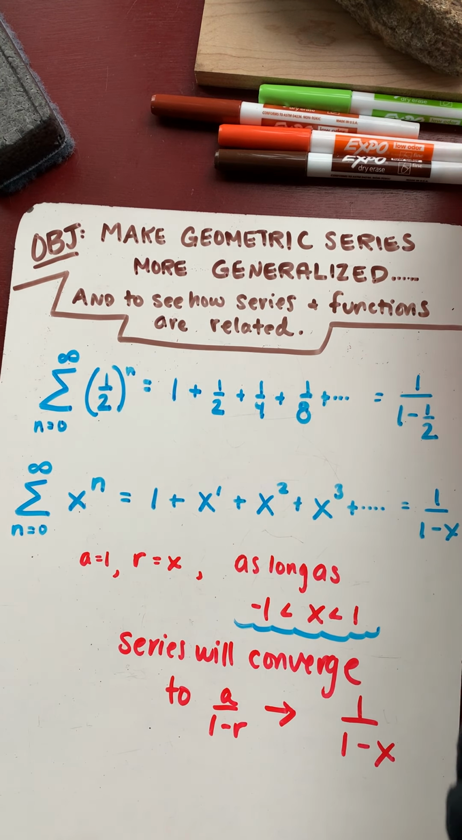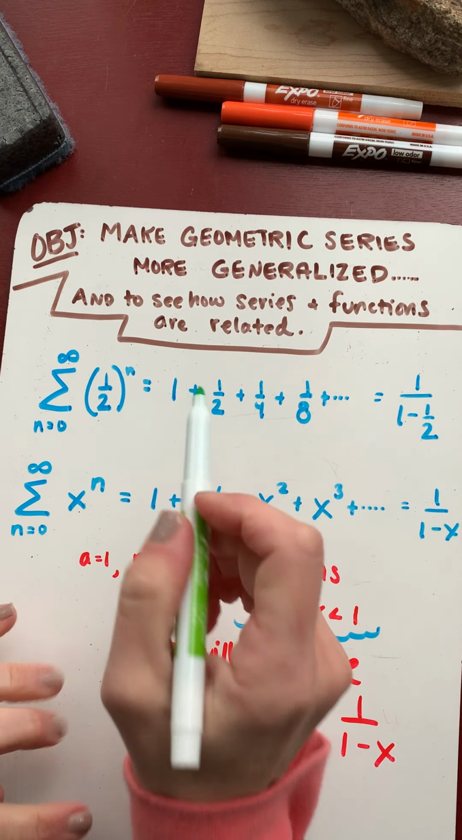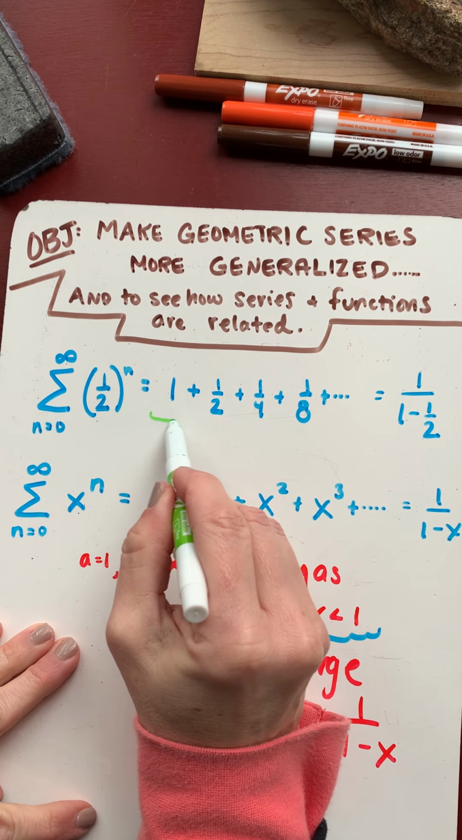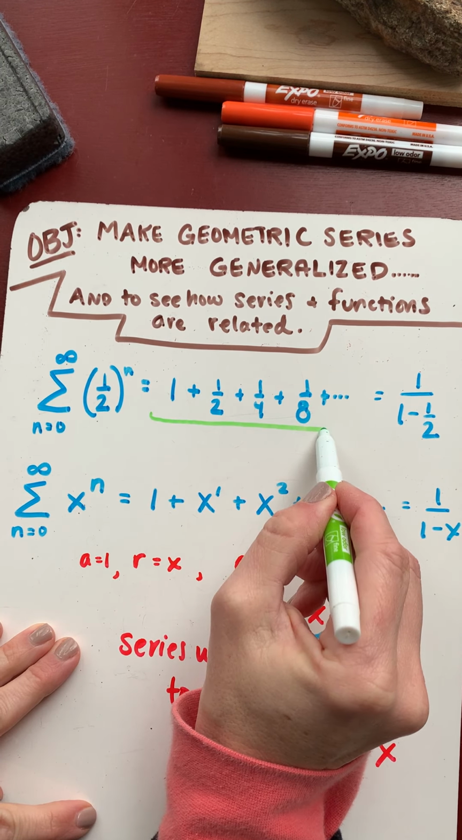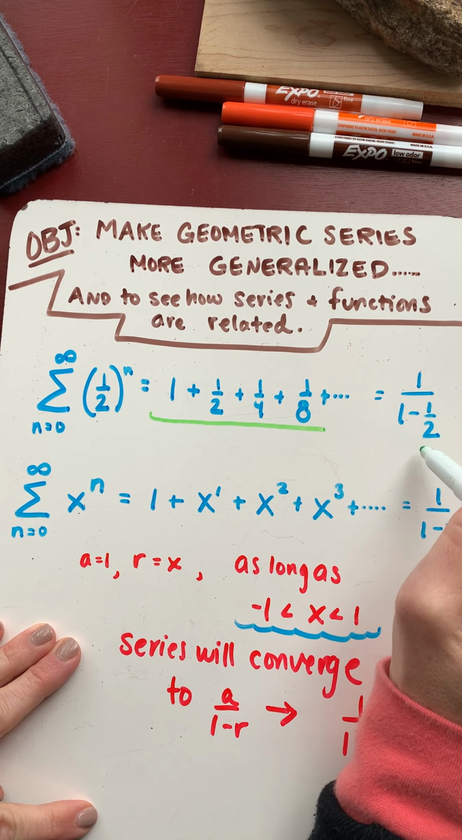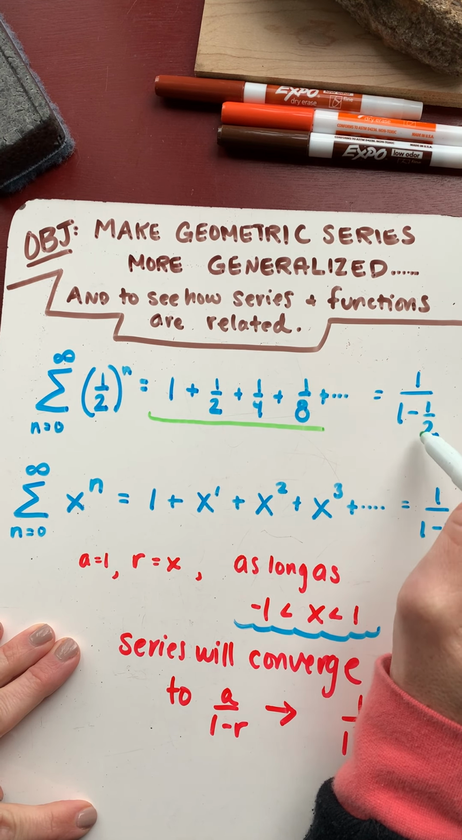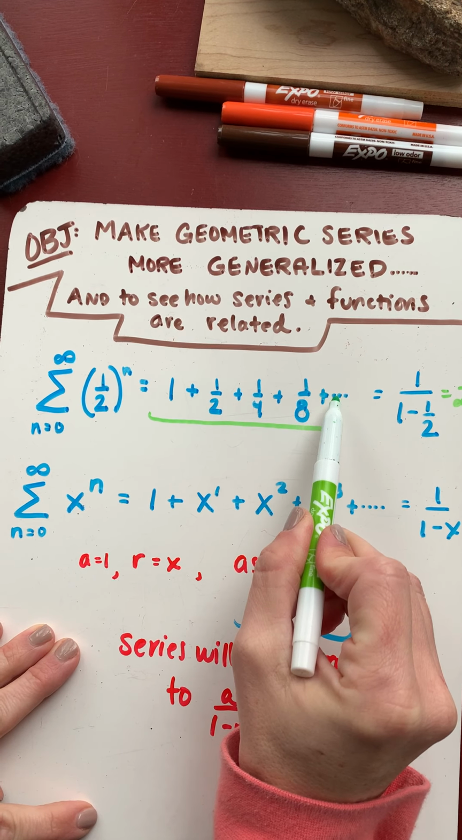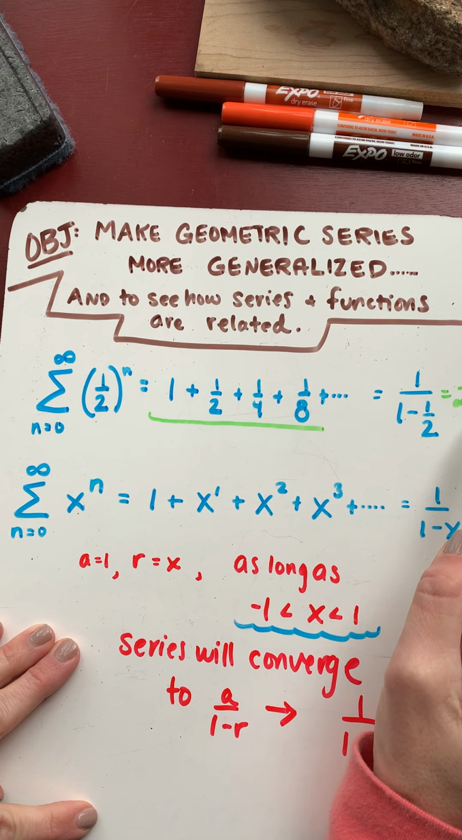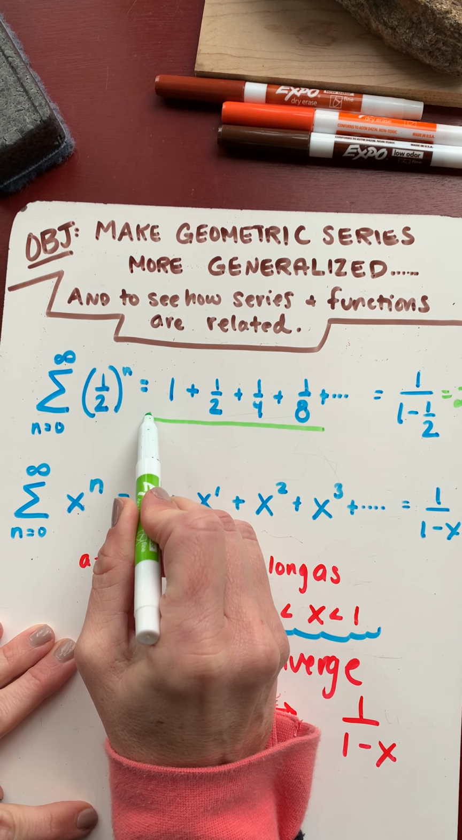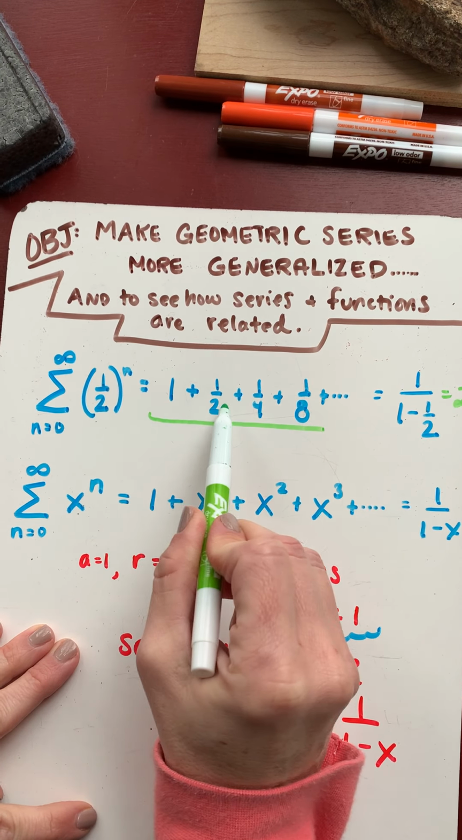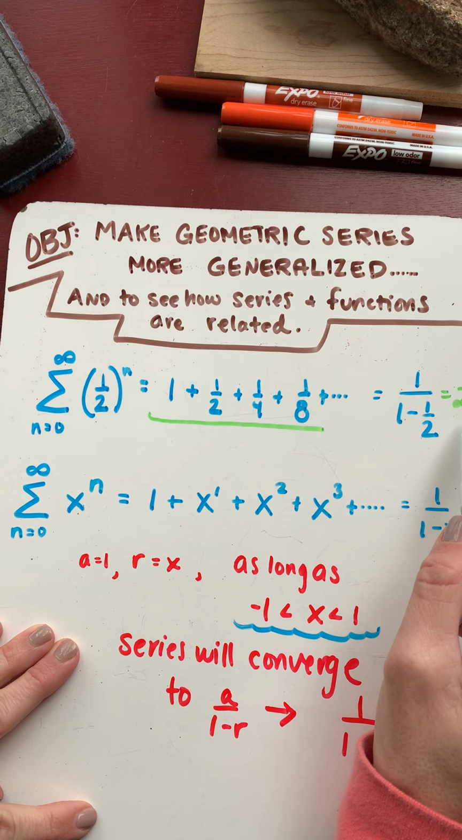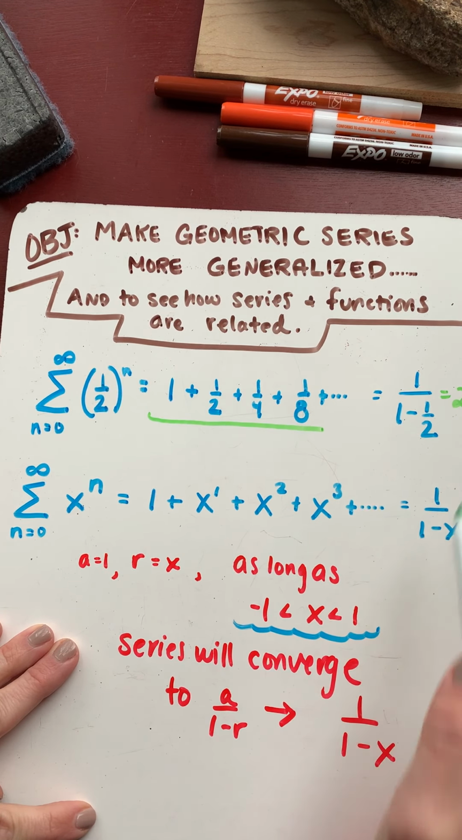So this series, 1 plus 1/2 plus 1/4 plus 1/8, can be written as this, which would be 1 over 1/2, which would equal 2. So these numbers add up to 2. Okay, so if I were to graph 1 plus 1/2 plus 1/4 plus 1/8, I would get 2. And if I were to graph 2, I'd get 2. I'd get the same thing.